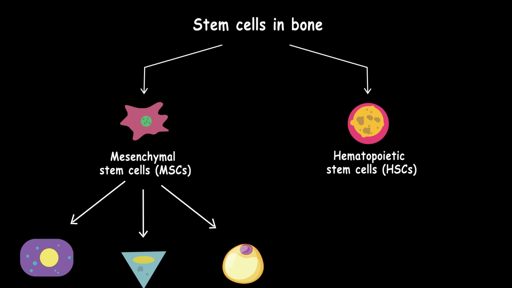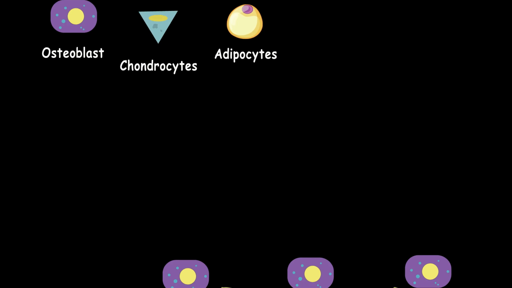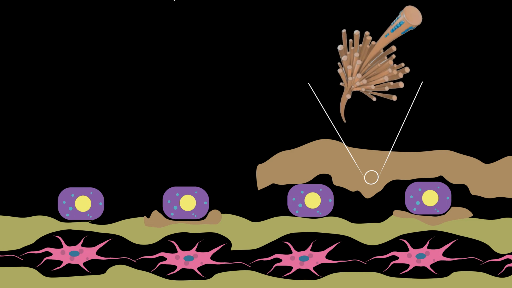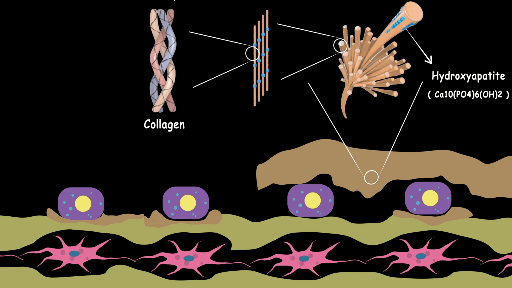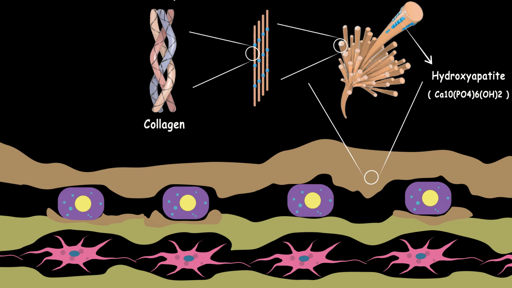Mesenchymal stem cells are multipotent and they can differentiate into different specialized cells. Osteoblasts make the bone matrix. They synthesize dense, cross-linked collagen and specialized proteins. They also produce hydroxyapatite, which is a crystalline form of calcium ions. Hydroxyapatite can increase the collagen matrix tensile modulus by 4 times and induce fracture-resistant properties in bone tissue.